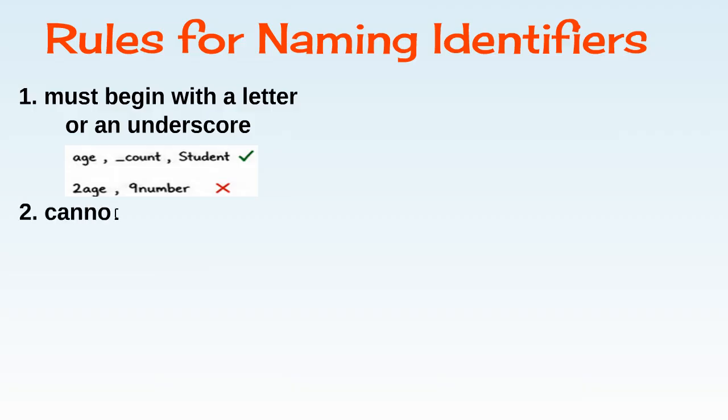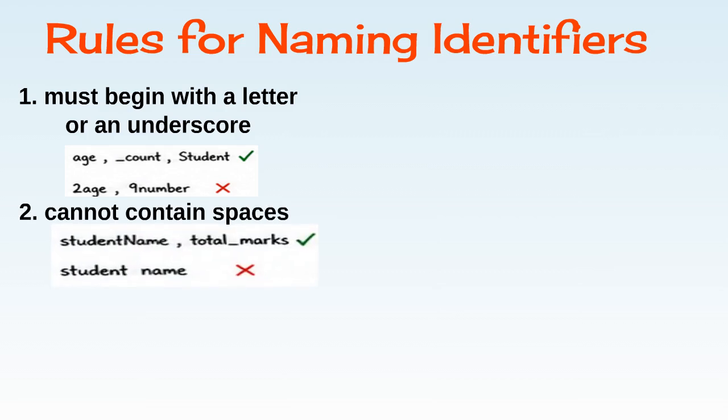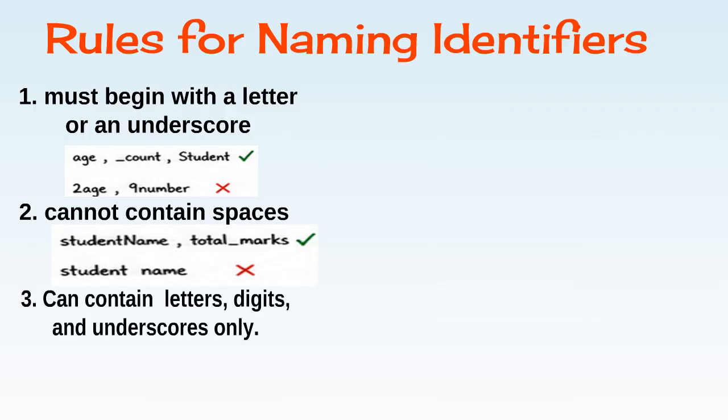Rule number 2: identifiers cannot contain spaces. For example, studentName and total_marks are valid, but "student name" with a space is not allowed. If your variable name contains more than one word, you can write it using camel case, like studentName, or by using underscores, like student_name. Rule number 3: identifiers may contain only letters, digits, and underscores. For example, total1 and marks_1 are valid identifiers. However, names that contain symbols such as @ signs or hash symbols are invalid.